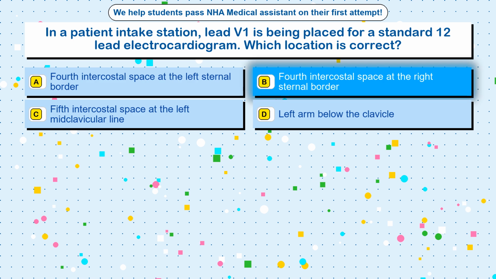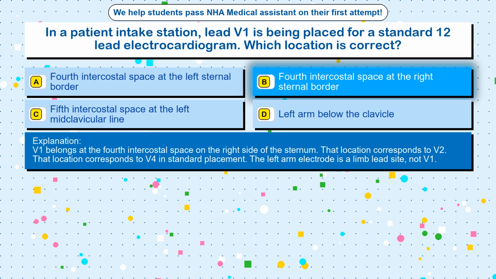The correct answer is option B. Fourth intercostal space at the right sternal border. V1 belongs at the fourth intercostal space on the right side of the sternum. That location corresponds to V2. That location corresponds to V4 in standard placement. The left arm electrode is a limb lead site, not V1.